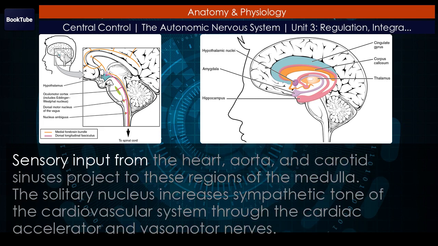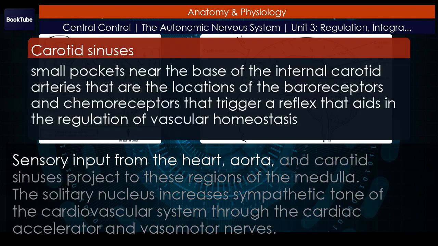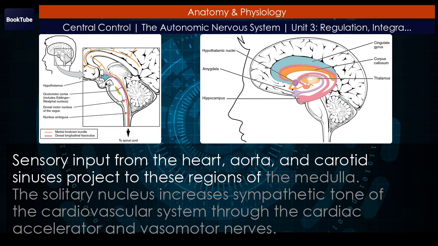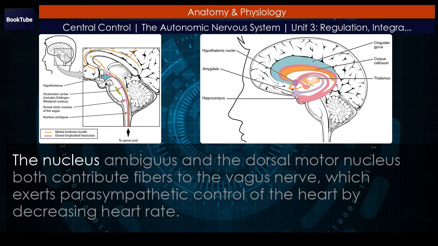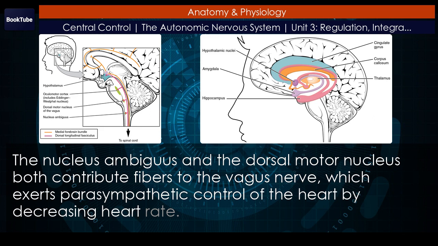Sensory input from the heart, aorta, and carotid sinuses project to these regions of the medulla. The solitary nucleus increases sympathetic tone of the cardiovascular system through the cardiac accelerator and vasomotor nerves. The nucleus ambiguus and the dorsal motor nucleus both contribute fibers to the vagus nerve, which exerts parasympathetic control of the heart by decreasing heart rate.